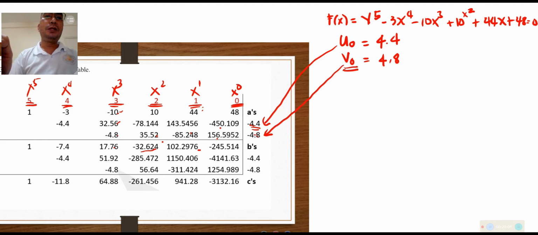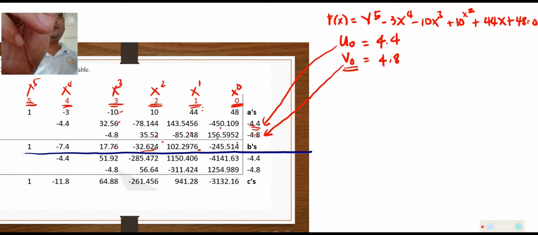So it is mentioned here that if your B is not equal to 0, you have to continue the synthetic division up to C. We have to continue solving for the synthetic division because the value we have derived here is not equal to 0.